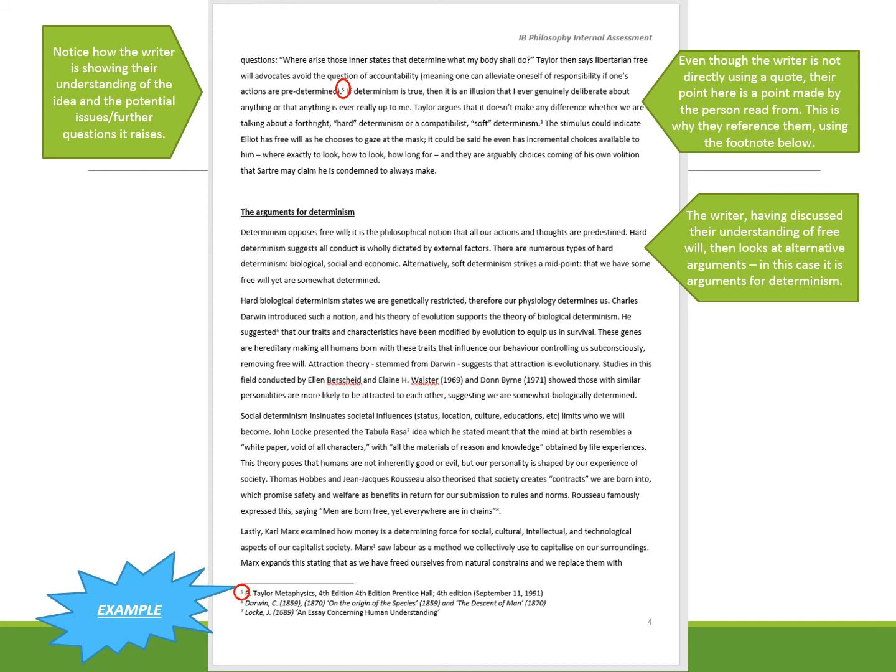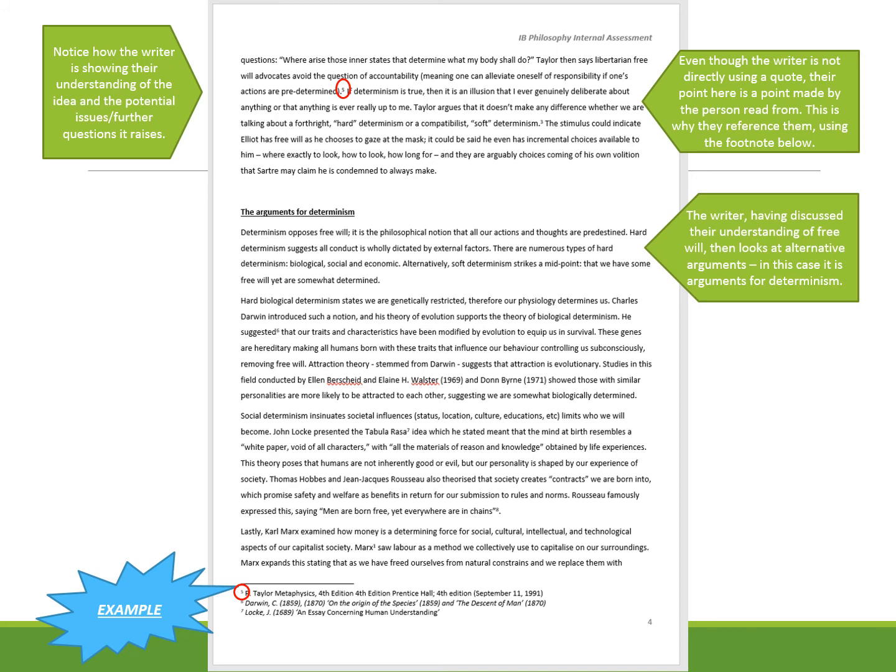The first paragraph of the first part of the second section of theirs is the arguments for determinism. The writer, having discussed their understanding of free will, then looks at alternative arguments. In this case, it's the arguments for determinism. So, thinking of the criteria knowledge and understanding, they are showing good knowledge and understanding because they're showing that free will is not the only argument.